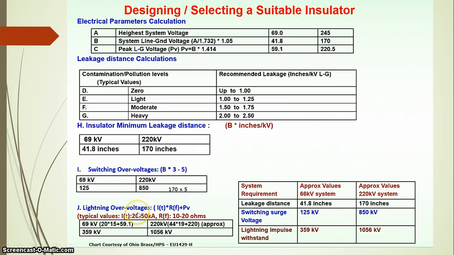After that we have lightning overvoltage. So lightning overvoltage is given by this phenomena. So the maximum value of the voltage that the system will handle, approximate values are given here, that the system must have an insulator string of 4.3 meters, then it can have a switching surge voltage level of 850 kV. That means the insulation provided by the string of insulators will have a value of 850 kV as switching surge voltage level, and impulse lightning withstand level is 1056 kV.